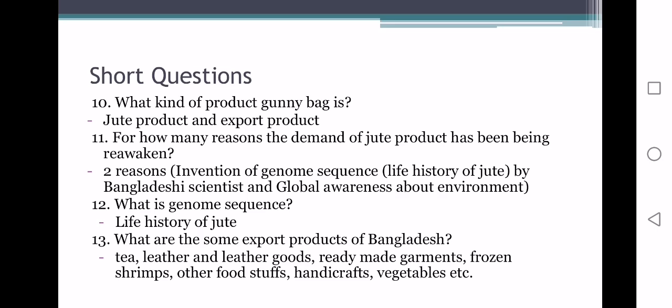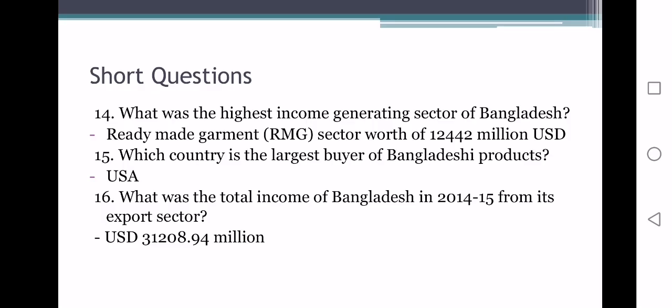Question number 13. What are some export products of Bangladesh? Please remind yourselves of some of the export products that Bangladesh exports on a regular basis. We have already known that jute is one of the products that Bangladesh exports on a regular basis. But other than jute, there are also some products that are being exported to other countries, like tea, leather and leather goods, ready-made garments, frozen shrimps, other foodstuffs, handicrafts, vegetables, etc.